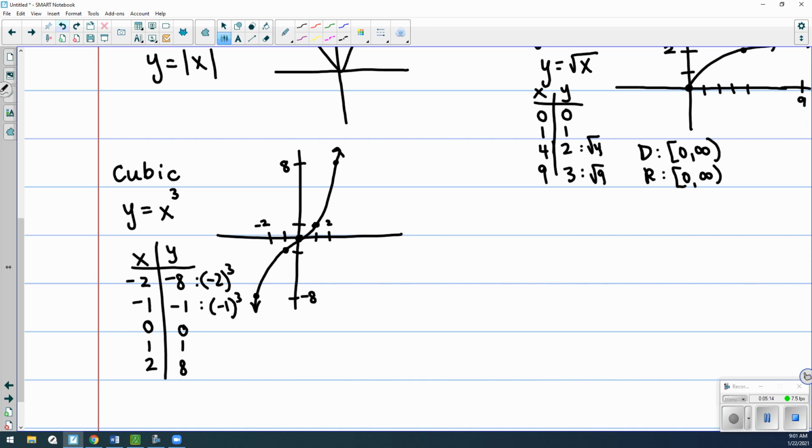So the cool thing about the cubic function is the domain is from -infinity to +infinity. And the range is also from -infinity to +infinity. Now, I hope you're listening to me say this. You can cube anything. And if you can cube anything, you can get out something positive or negative. So all real numbers are the domain and the range of anything cubic.